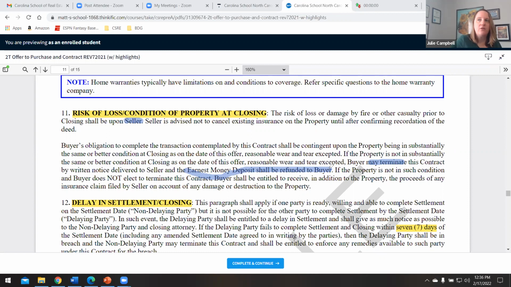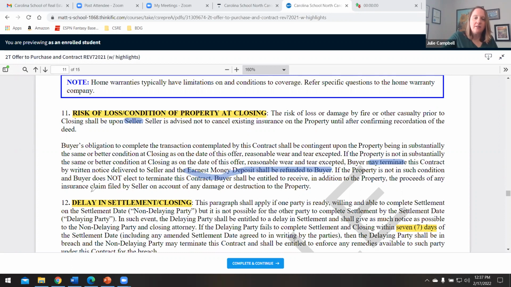I don't care if we're inside or outside of due diligence. House burns down, buyer chooses to terminate, they're going to get their earnest money. Does that say due diligence fee? That just says earnest money. So house burns down, buyer chooses to terminate, we'll get them the earnest money back.